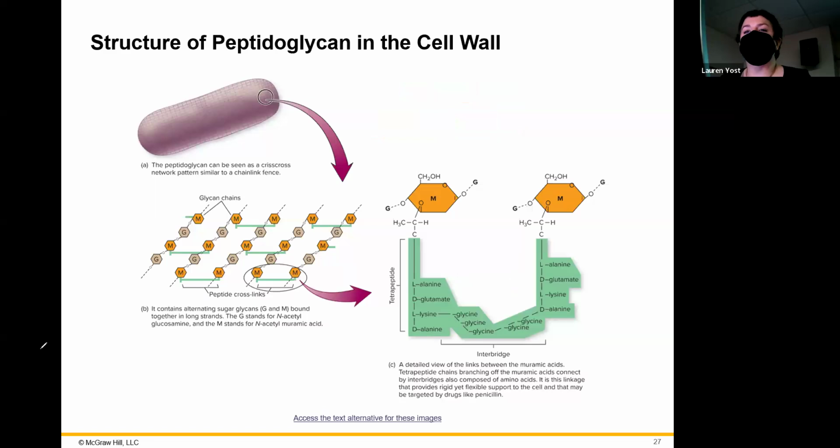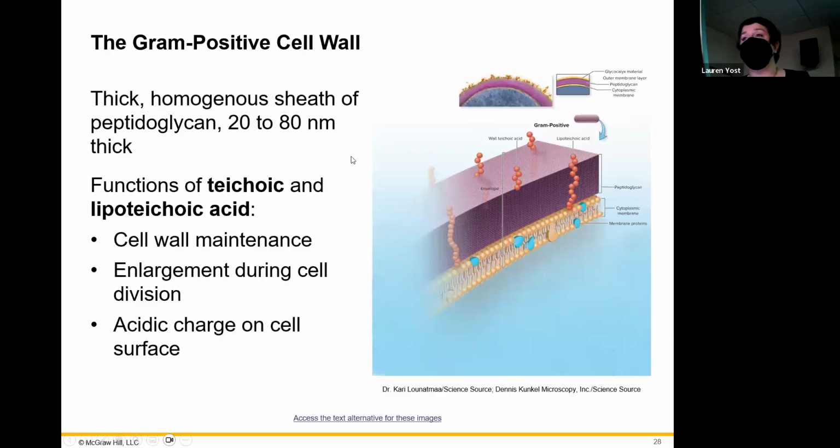I won't ask you about N-acetylmuramic acid. Anyway, moving on, you get the idea of that scaffolding. Very, very thick, 20 to 80 nanometers thick for our gram-positive, supported and maintained by the teichoic and lipoteichoic acids.